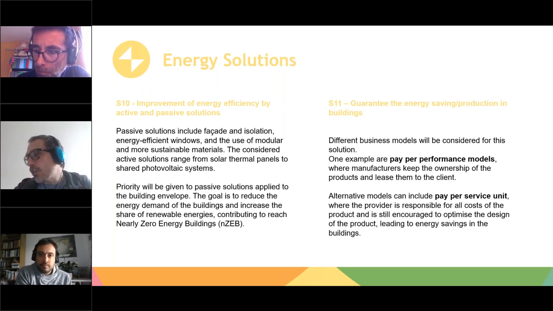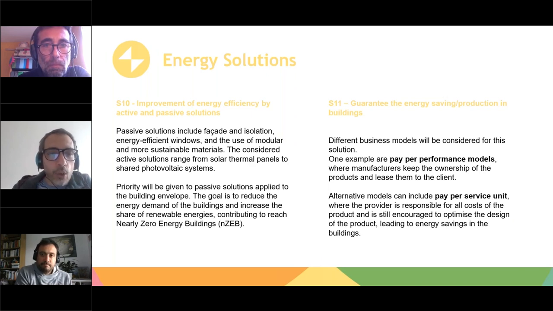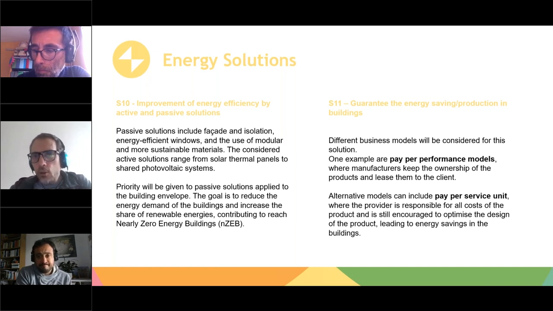And if we achieve a low energy demand, we must produce the energy to cover that demand with renewable energies. These are the main strategies for a good renovation. The other solution is to guarantee the energy savings and production in buildings.